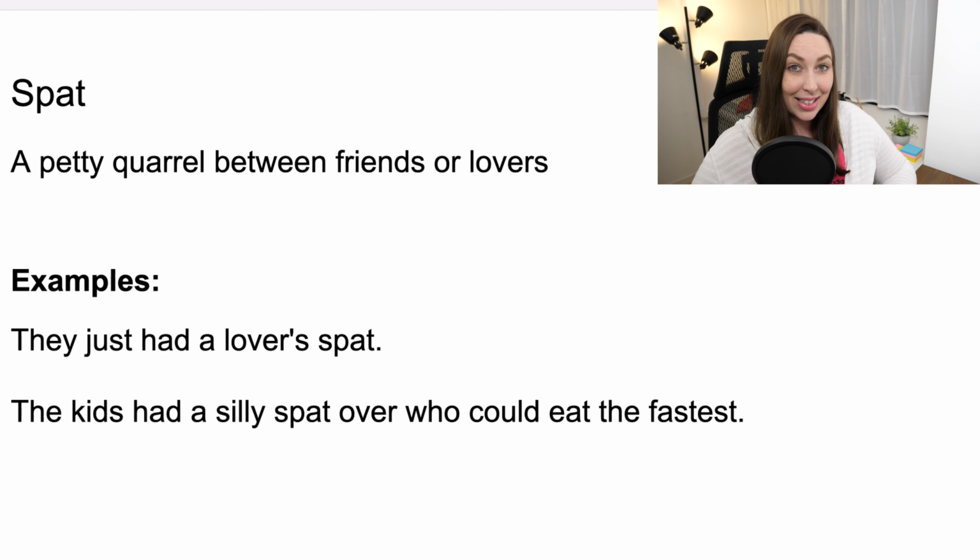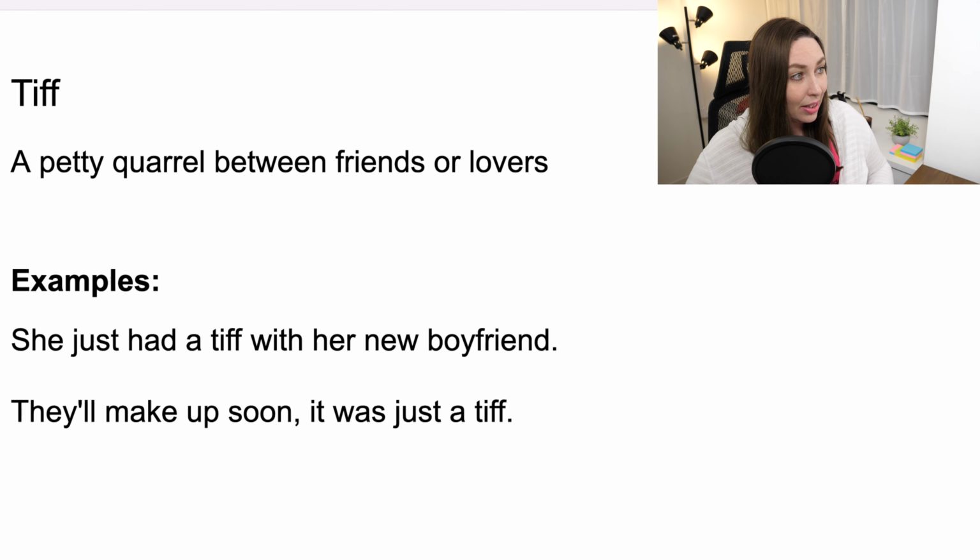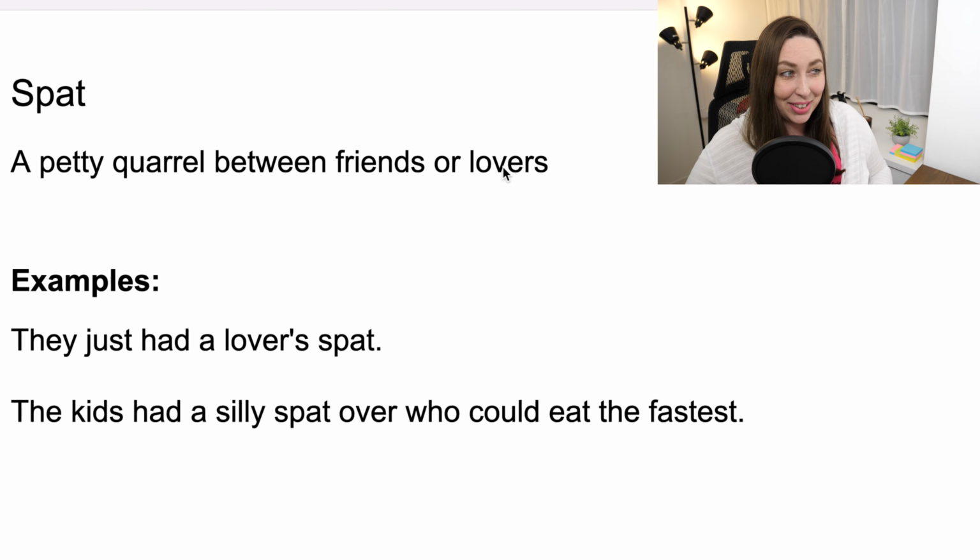Okay? The next one is very similar to tiff. This is the word spat. So you can see the definition. A petty quarrel between friends or lovers, tiff. A petty quarrel between friends or lovers, spat. But there is one difference that I'd like to point out, and that is in the example sentence. They just had a lover's spat. So oftentimes you'll hear spat with lovers, a lover's spat.